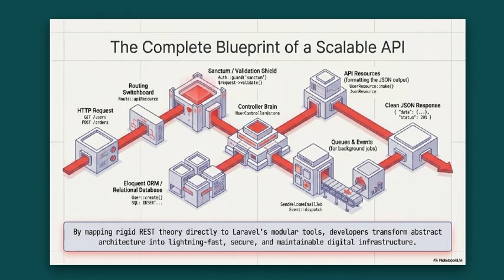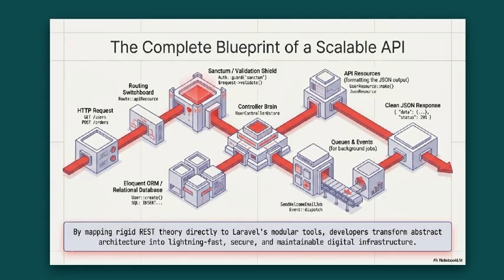And finally, out the door. The clean JSON response, complete with a 200 OK or 201 created HTTP status code, is packaged up and fired back across the fiber optic cables to the client. The screen updates. The cycle is complete. Lightning fast, mathematically secure, and infinitely scalable.